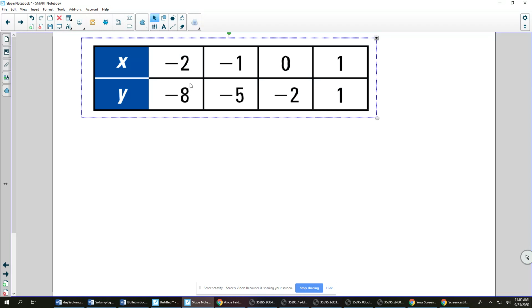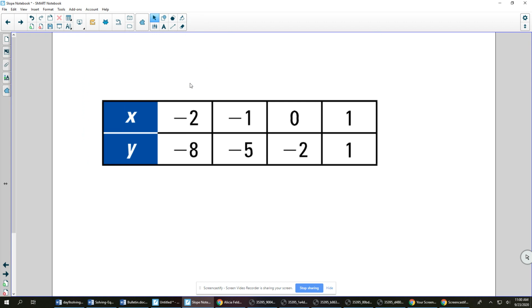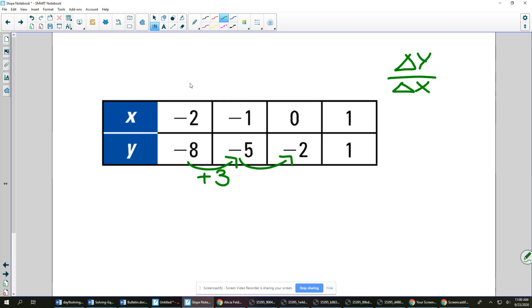Again, let's try this one. Remember that change in y over the change in x is how we would find slope. So I'm going to start with y. To get from negative 8 to negative 5, I'm actually adding 3. Don't let those negatives fool you. Negative 5 to negative 2, I am adding 3 again. Negative 2 to 1, I am adding 3. So the top number of my slope is going to be 3.